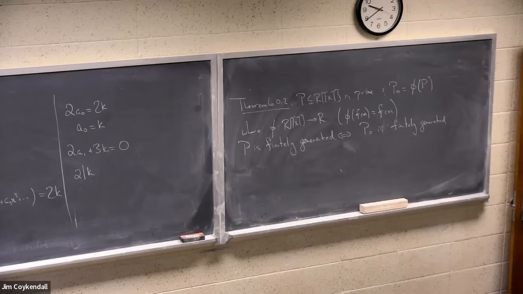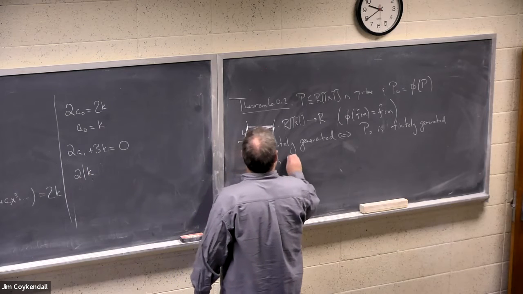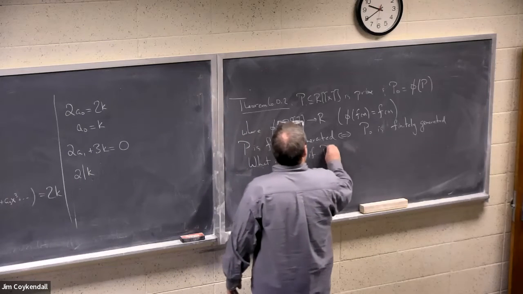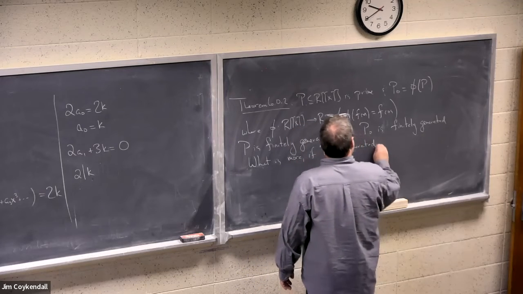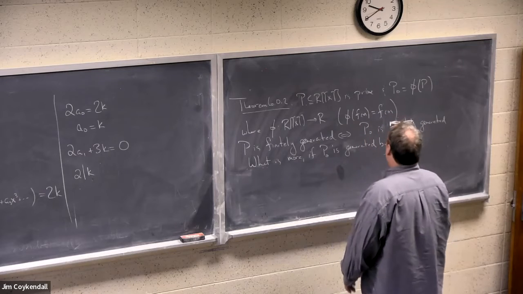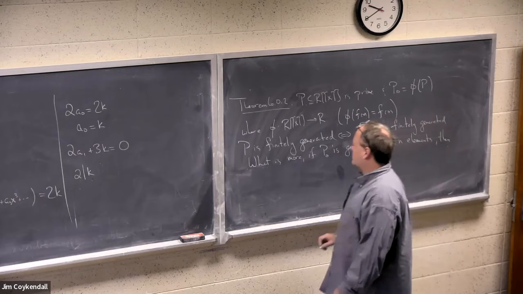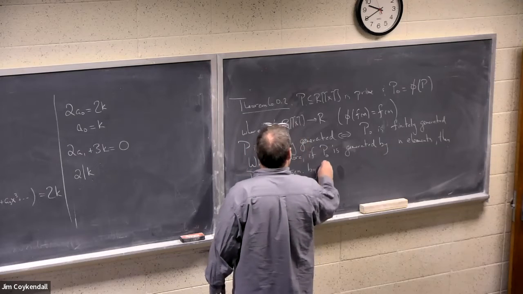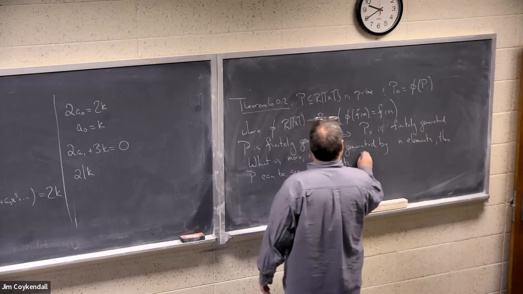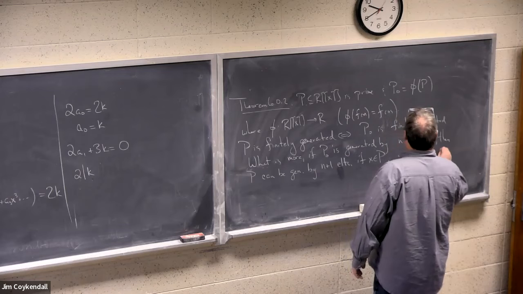If P0 is generated by n elements, then P can be generated by n plus 1 in general. If P0 is generated by n elements, then P can be generated by n plus 1 elements if X is not in P, and n elements if X is in P.